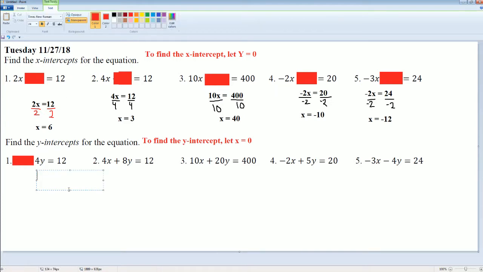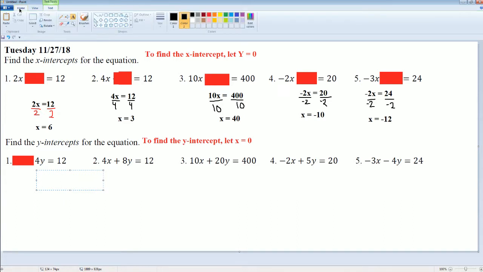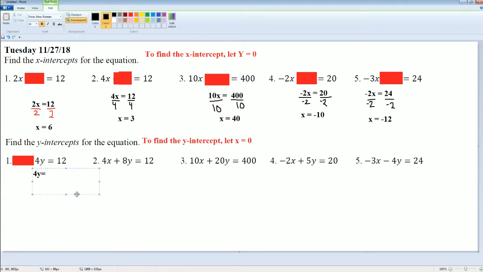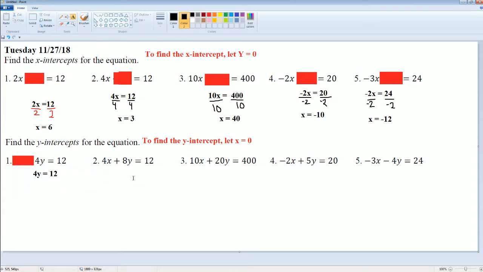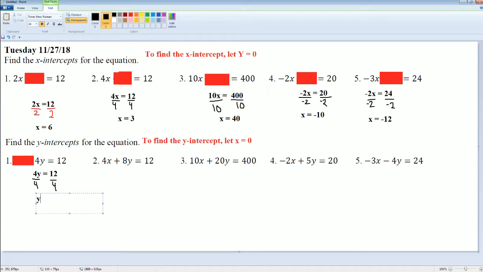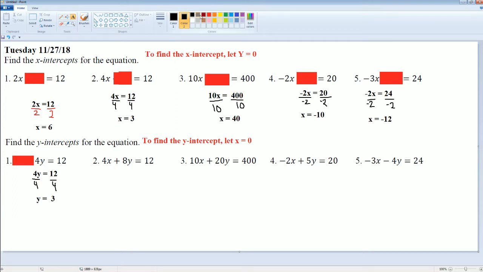Okay, so you have y now. So 4y is equal to 12. Divide both sides by 4 because you're trying to get y alone. 12 divided by 4 is 3. Same process here. Find the y value when x equals 0. So this becomes, there you go.